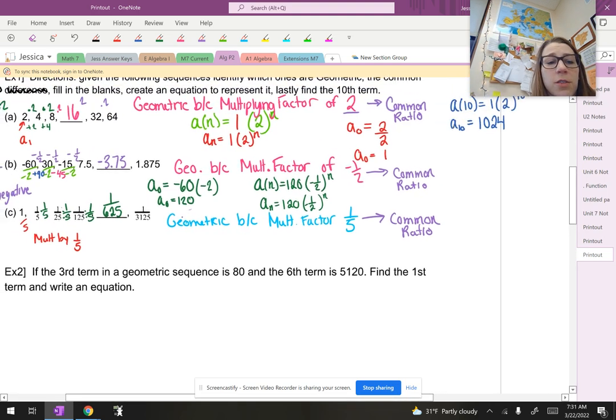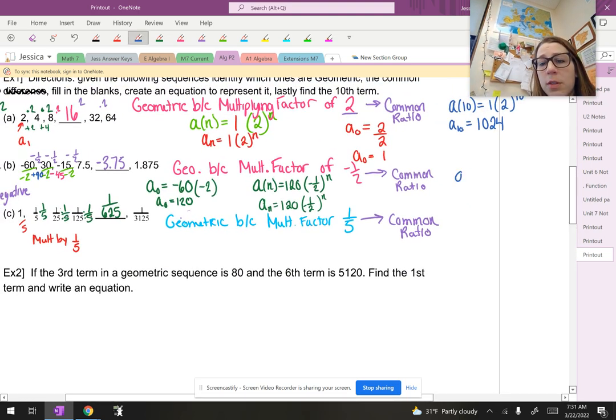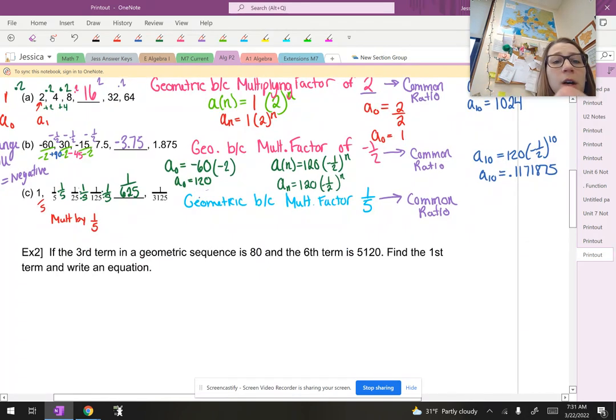Oh, I forgot to find the 10th term of the other one. A of 10 would be 120. We'll just do this really quick and I'll write it down for you. And that gives you something along the lines of 718, something like that. Okay. All right, we're just going to make the equation on this one and then call it a day.